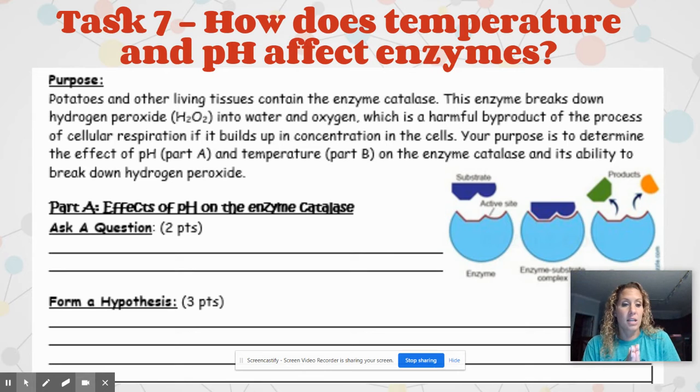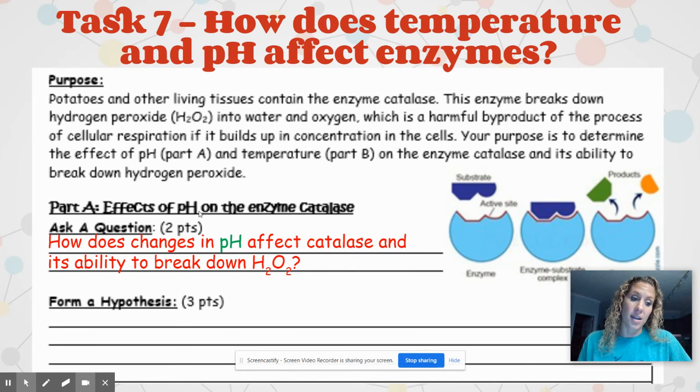So in this case, the first part that we're going to look at is this enzyme called catalase. This is found in potatoes as well as you. It breaks down hydrogen peroxide into water and oxygen, so into these two little gases, which we're going to see as bubbles, as foam. And it's a harmful byproduct of cellular respiration if it builds up in concentration in your cells. So what we need to do is get it out of our cells, and that's what catalase helps us do.